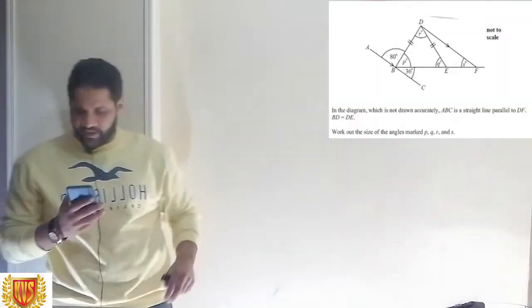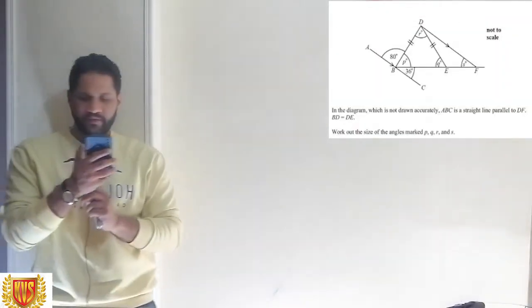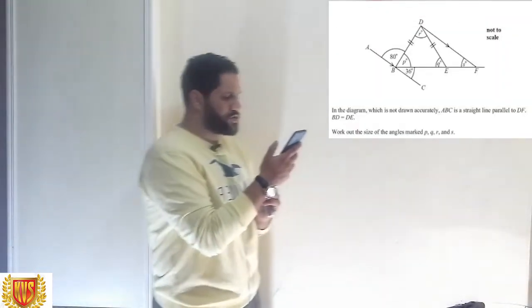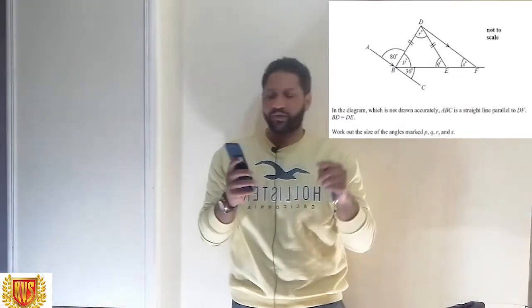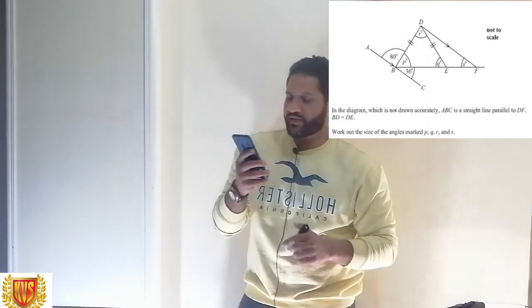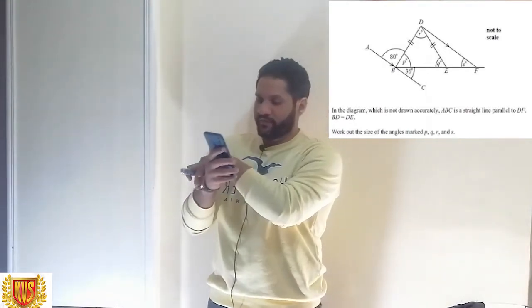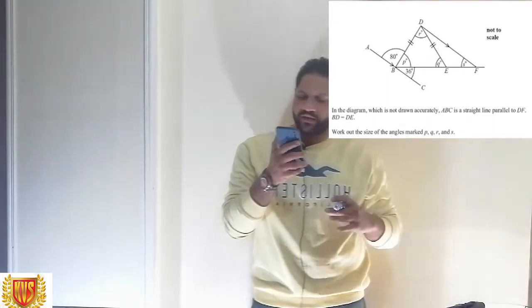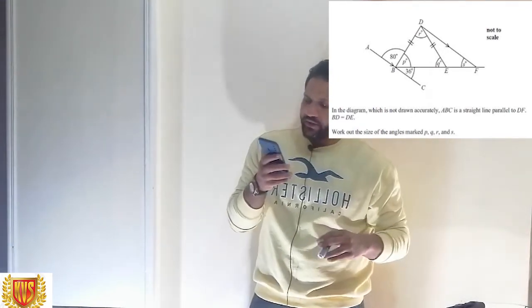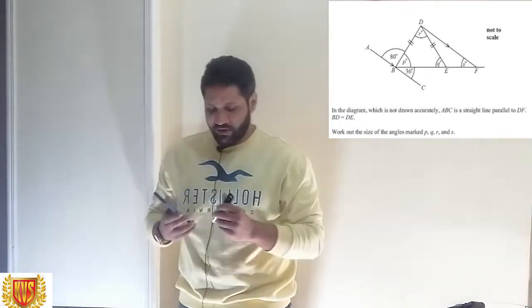Let's look at the 2 triangles. I can see that I'm having, barely in the diagram, which is not drawn accurately. What's the meaning of this? That you cannot measure the angle from the triangle. ABC is a triangle, a straight line DF. This is a straight line DF parallel to, I can see that DF and the AC are parallel to each other. BD and DE are equal. Work out the angles needed.